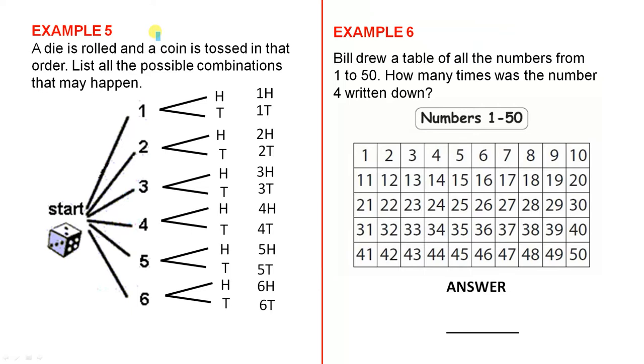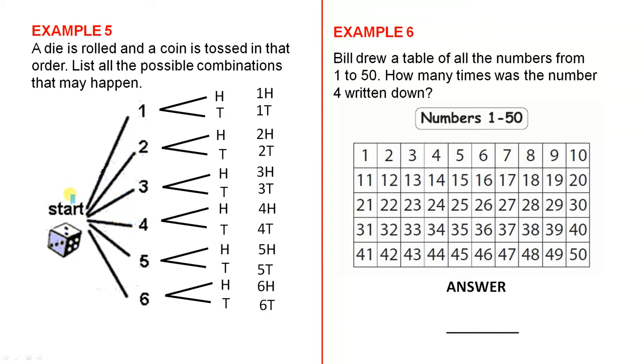Example 5. A die is rolled and a coin is tossed in that order. List all the possible combinations that may happen. Here is a die, which is the singular for dice. Dice means 2 or more. When you throw one of these things, you can have all these different possibilities from 1 to 6. After you throw this die, then you toss the coin. And you can have a possibility of a head or a tail. So if the first number was a 1 on the die, you can have head or tail for the coin. If the first number was a 2, you can have head or tail. If the first number was 3, you can have head or tail, and so on.